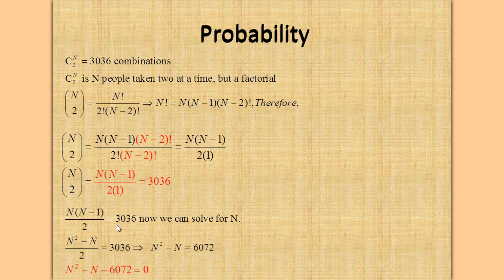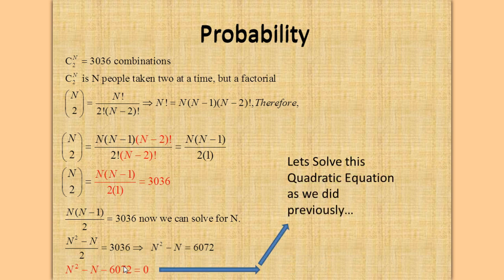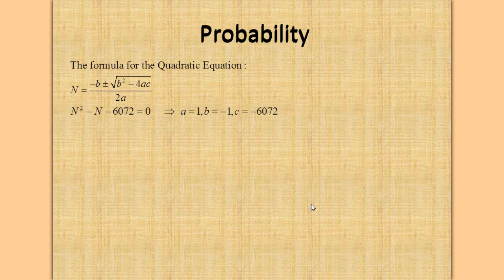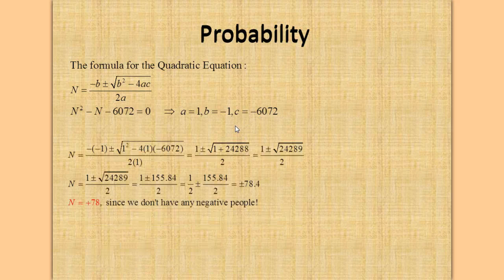And we plug that in and do our multiplications and our divisions. And we come up with our quadratic equation. Okay, as we did before. But now we got a different number. So let's solve this quadratic equation as we did previously, okay? The formula for the quadratic equation is as it was before. It's been the same, it hasn't changed. N squared, the coefficient A equals 1 is for the coefficient of n squared. B equals minus 1 is the coefficient of n. And our constant is minus 6072, okay?